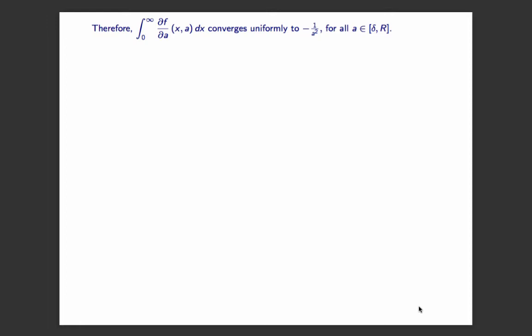Because our theorem says that it's not enough for the integral of the partial derivative to converge. It specifically has to converge uniformly. But now I have satisfied my conditions of the theorem. I'm now authorized to take derivatives. So let's do so.